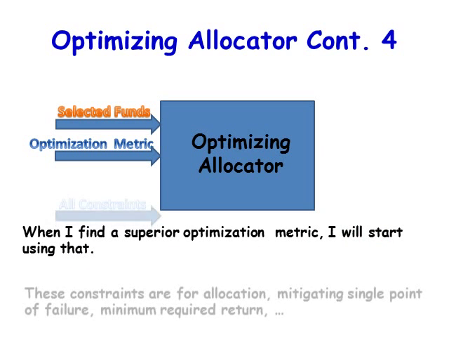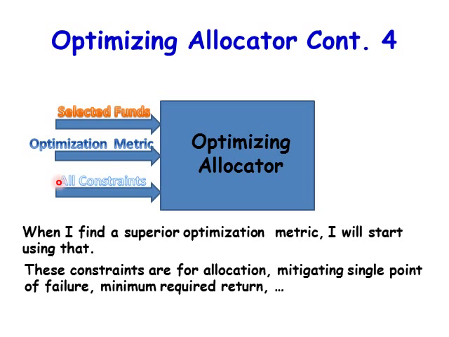Let's continue. Then we add all the constraints here, and these constraints are for allocation, mitigating single point of failure, minimum required return, etc. And this single point of failure is for larger allocations like large caps and fixed income allocations. We use multiple mutual funds in that space. We usually use two, three mutual funds for the large cap and a couple of funds for the fixed income allocation.